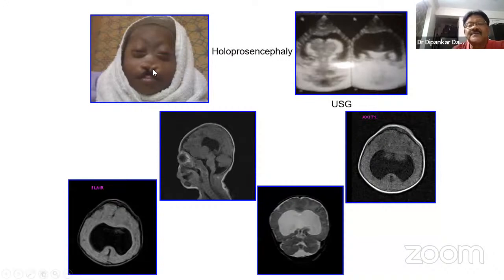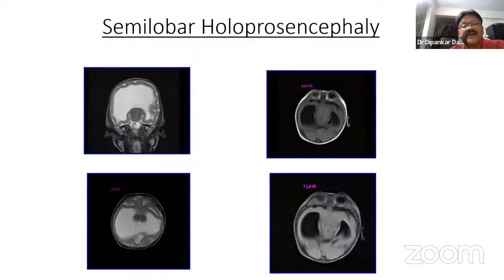So these are the different types of holoprosencephaly. See the median cleft. Usually it is in the paramedian location in other clefts. Here there is fusion of two hemispheres and fusion of the lateral ventricles. There is no septum pellucidum. The anterior interhemispheric fissure is absent. The posterior one is visualized. This is the ultrasound image. These are very old images of myself.